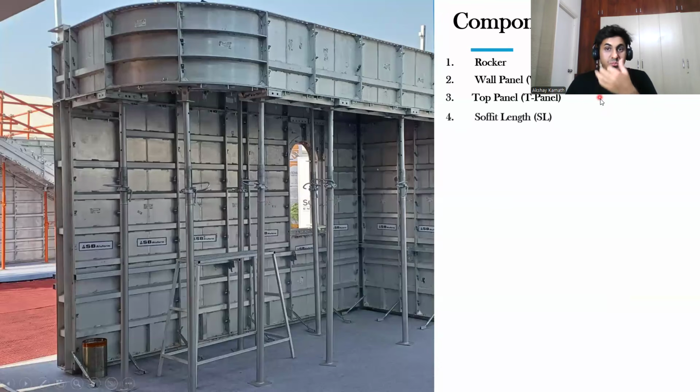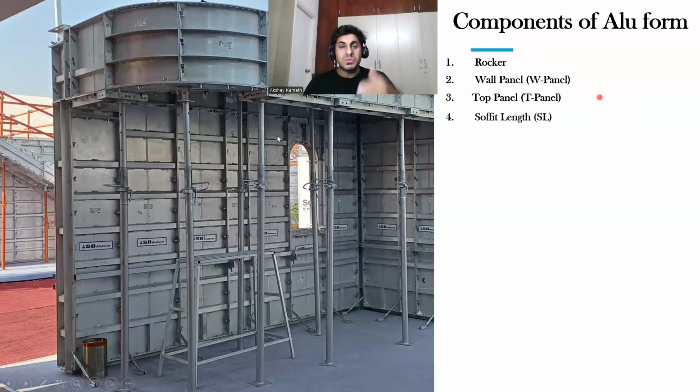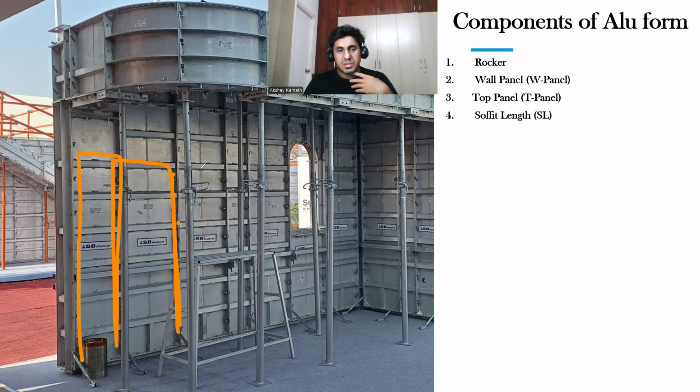So we'll see all these components one by one. The component which will come at the base, somewhere here, this bottom portion, we call that a rocker. Over that, all these panels, what you can see, this panel, then this, and this is another panel, this is another panel. So this is called a wall panel.